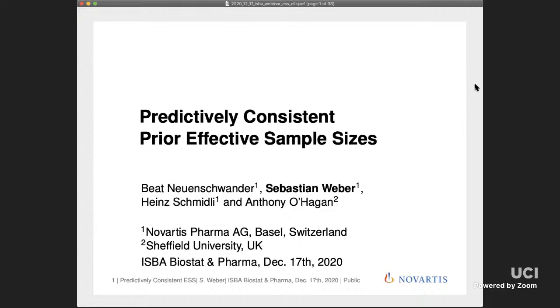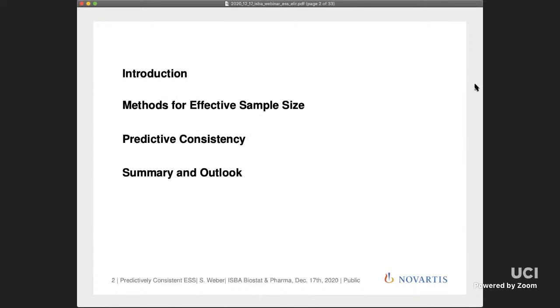So the following talk, the outline is as follows. I'll first start with an introduction to state the problem and give a motivating example which shows how we came to this problem. Then I will go through methods for effective sample size and concepts being used in this problem setting. Then I will come to what we have added, the concept of predictive consistency, and explain that in detail. And finally, I will give a summary and an outlook.